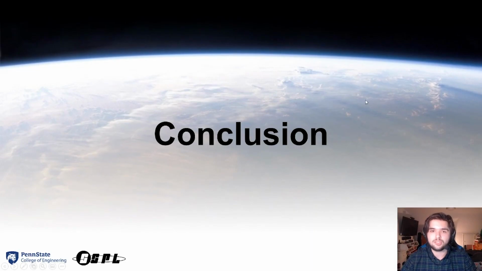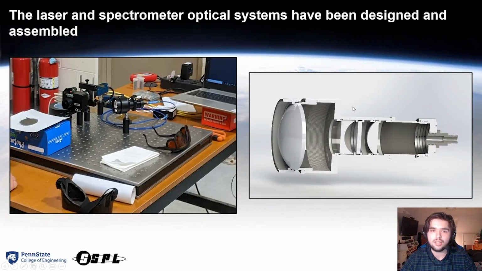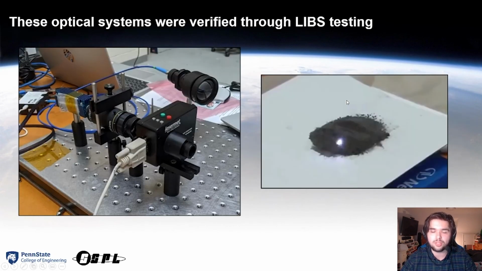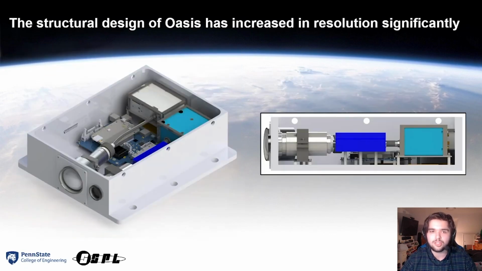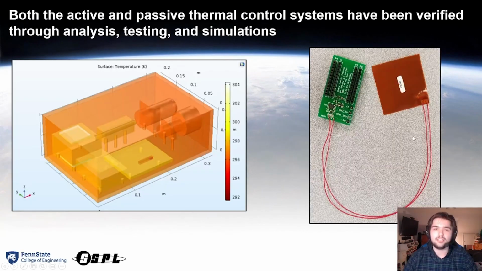In conclusion, the OASIS instrument has made significant progress since its proposal in the fall of 2019. The laser and spectrometer optical systems have been designed, assembled, and verified through preliminary LIBS testing, in which lunar regolith was successfully ablated. Also, the structural design of OASIS has increased in resolution significantly, with payload components organized in a way such that they minimize the footprint of OASIS, allowing it to be operated within a suite of instruments on various host platforms. Both the active and passive thermal control systems have been verified through analysis, testing, and simulations.